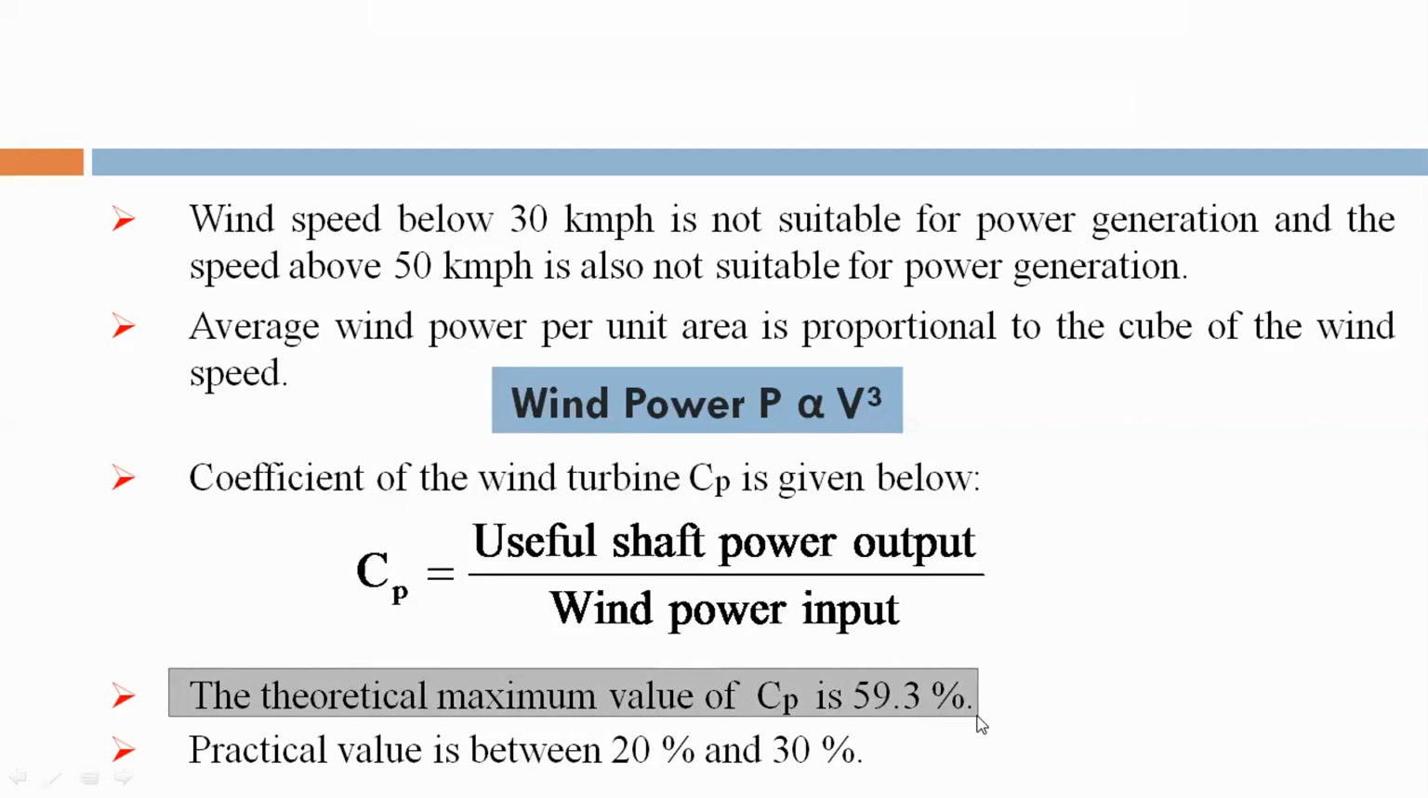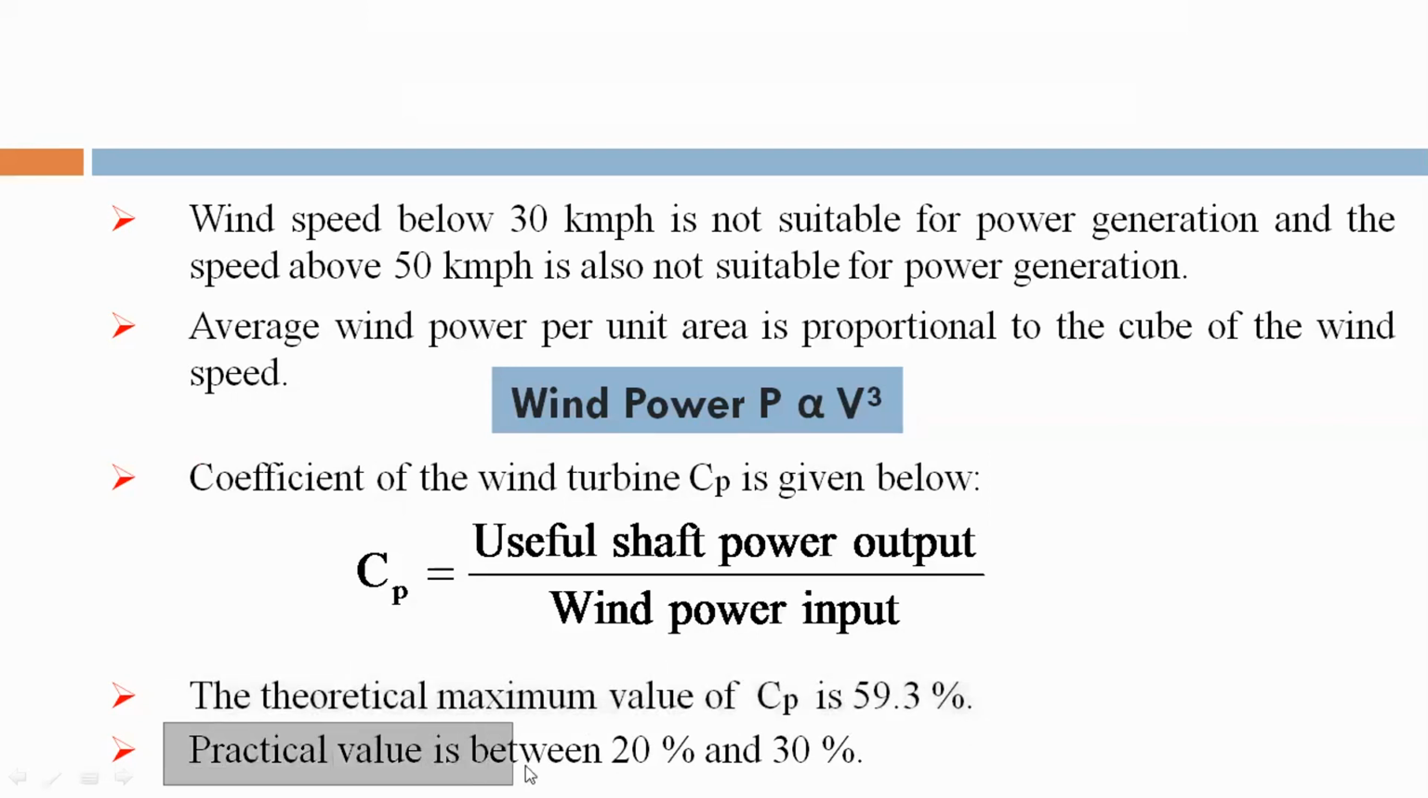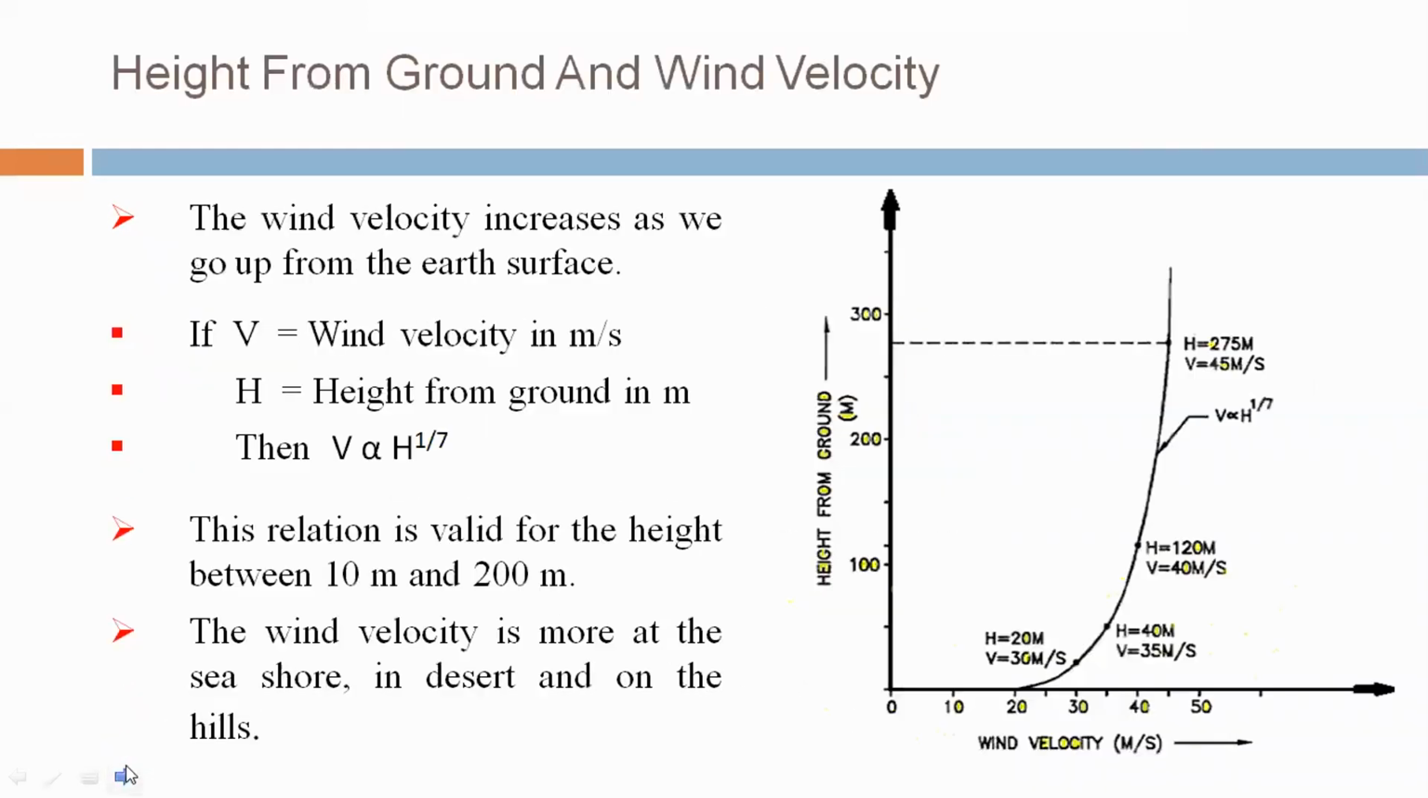59.3%. Practical value is between 20% and 30%. Now we are discussing height from ground and wind velocity. The wind velocity increases as we go up from the earth surface.